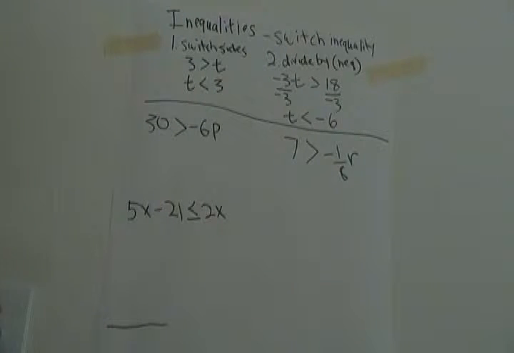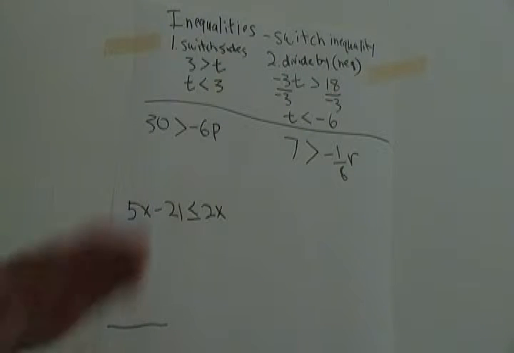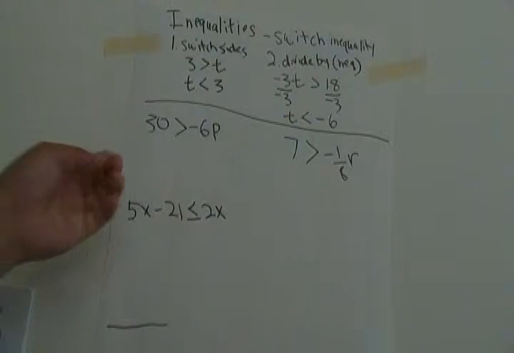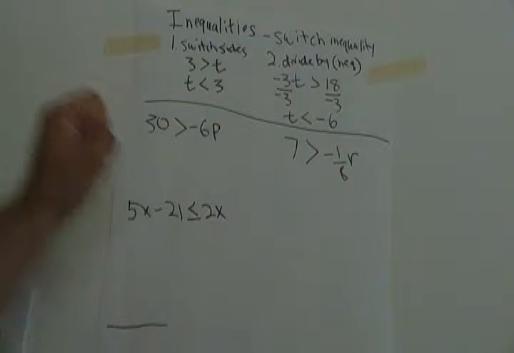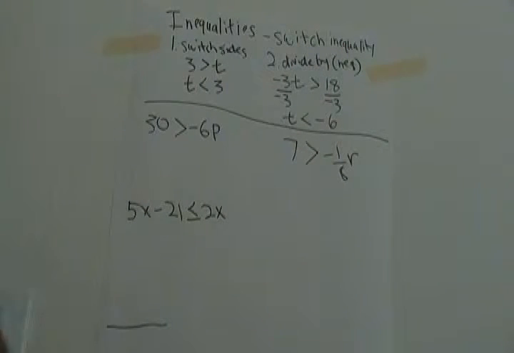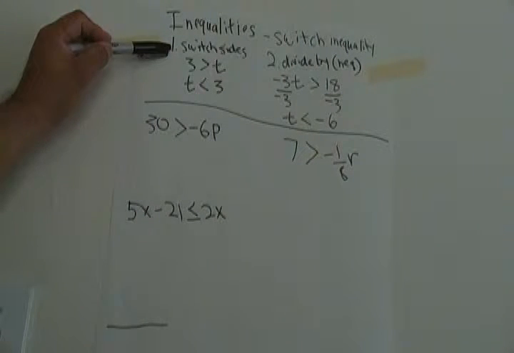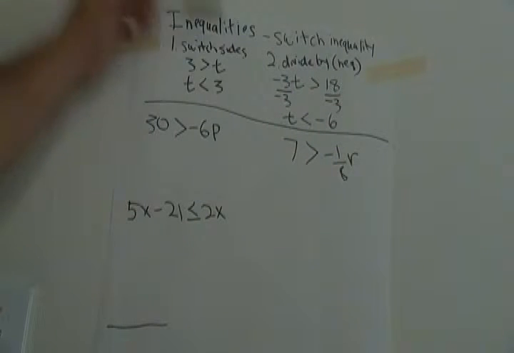Okay, let's quickly talk about inequalities. Now, when it comes to flipping inequalities, there's pretty much two rules. When we're switching inequalities, number one, if we switch sides, meaning if the variable switches sides.